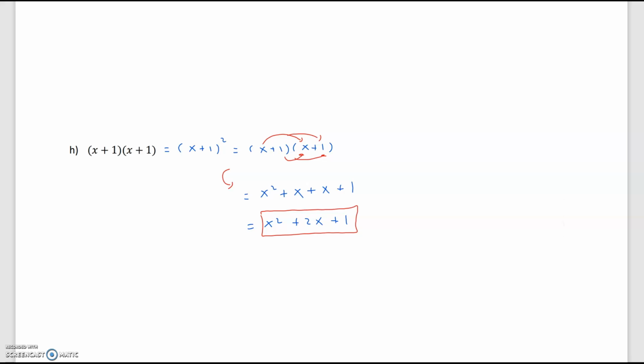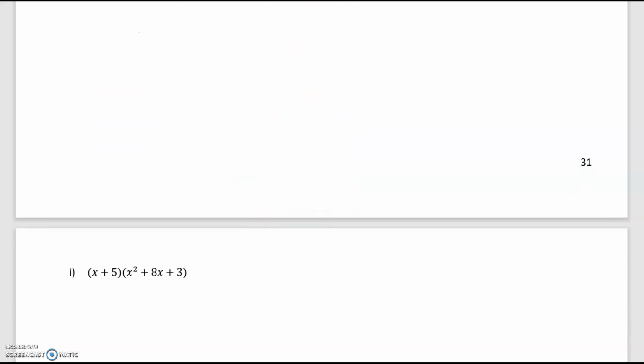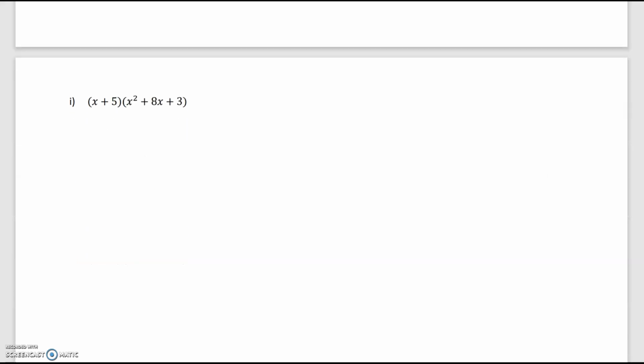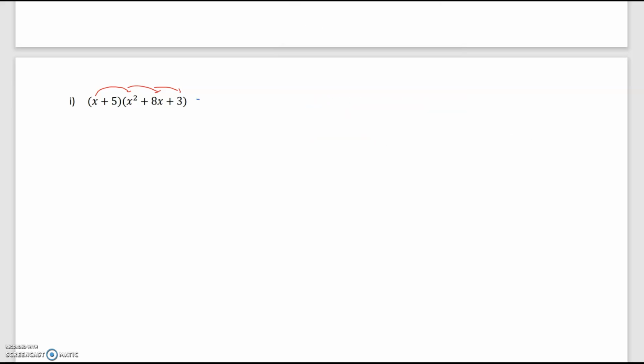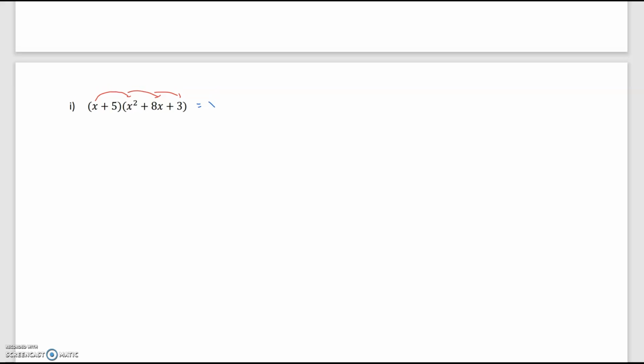Let's move on to the next one. And on the next problem, the multiplication is going to get a little bit larger because you're multiplying a binomial times a trinomial. And these could get very large. So what I'm going to do first is distribute the x times these three. And then we'll go back and multiply the 5. So in this situation, this is going to be an x to the third. X and 8x, it'll be plus an 8x squared. X and 3, it'll be plus a 3x.